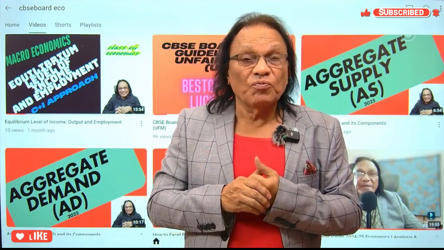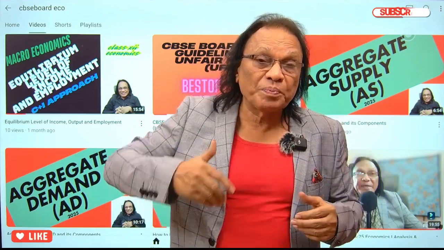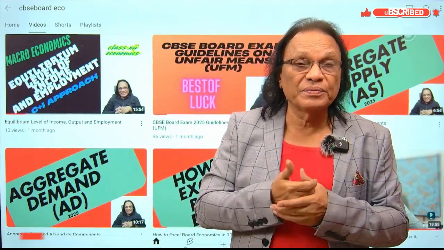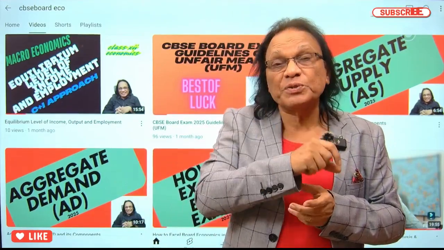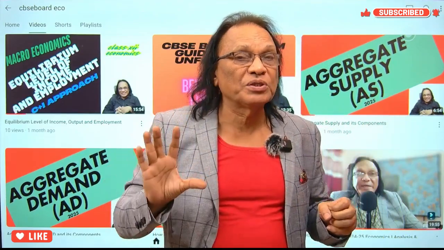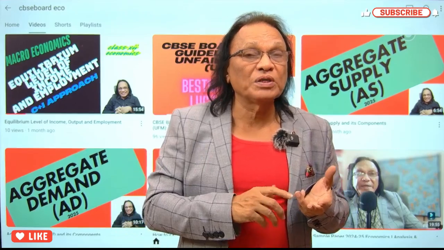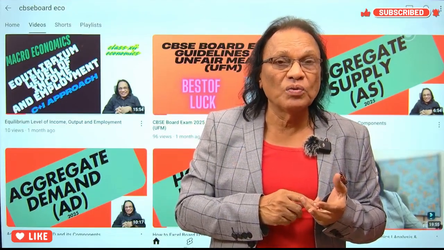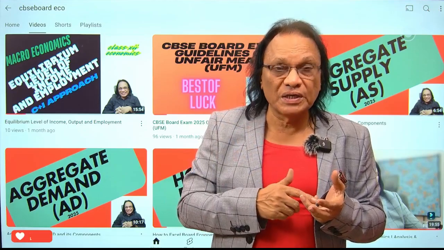What is flow? Flow is a quantity which is measured over a period of time. This period can be 1 month, 1 day, 1 year. That's a flow concept. So the difference between stock and flow: stock has no time dimension, flow has time dimension. Your income is flow, because we always measure it in 1 month, 1 year. How much you earn in a month, that is flow. How much you earn in a year, that's flow.